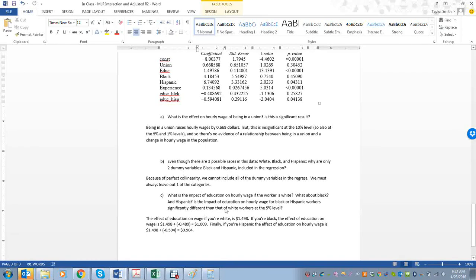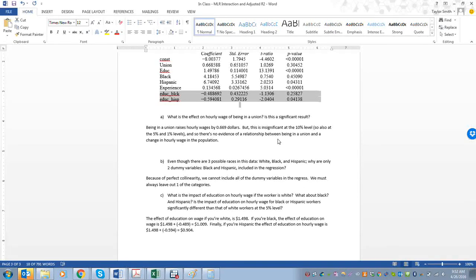Are any of those significant at the 5% level? Okay, so I'm going to start a new line here to answer that. So we come up here and we look, and education is obviously very significant. The p-value is very, very small. So in this case, that's significant. The question is, are black or Hispanic workers significantly different? So these interaction terms are showing us the difference between that race and the white effect, okay?